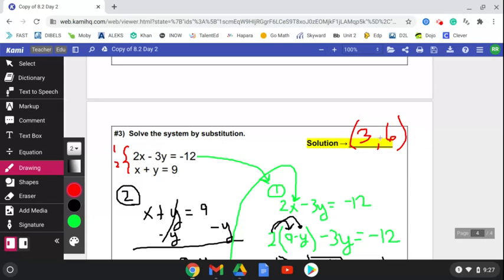You can check this by plugging the x and the y value into both equations. What if I put 3 in for x? What's 3 plus 6? 9, right? 2 times 3 is 6. 6 minus 18, negative 12, right? That's if I plug the x and the y value into this equation. Okay, so that's solving by substitution. Be sure you show all of your work and then turn it in.